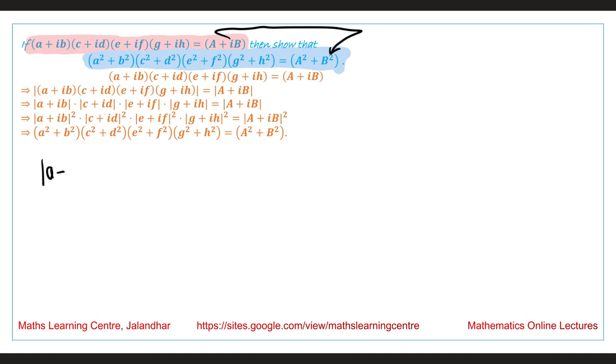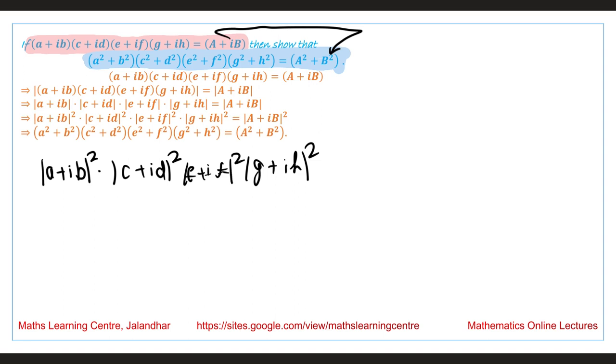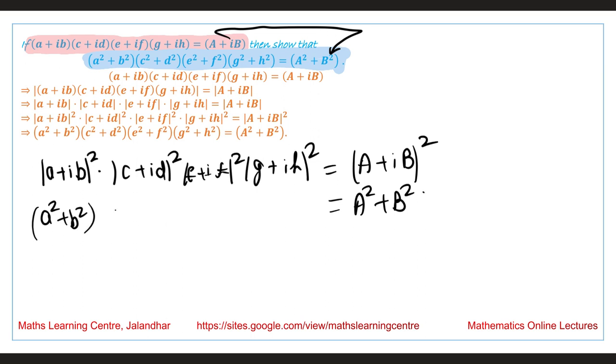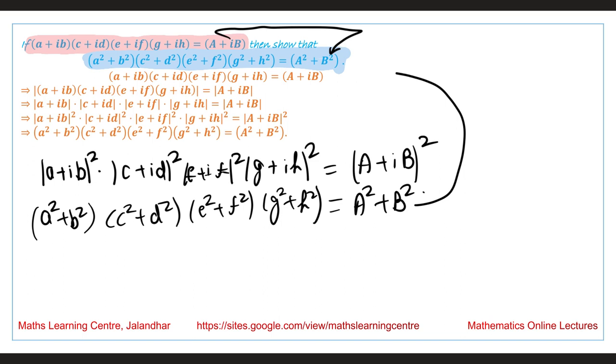So it is mod of (a plus iota b) square, mod of (c plus iota d) square, so on up to mod of (g plus iota h) square. In between these it is mod of (e plus iota f) square, that is equal to mod of (a plus iota b) square. This value we will have as (a square plus b square) into (c square plus d square) into (e square plus f square) into (g square plus h square), and this is what we have to prove.